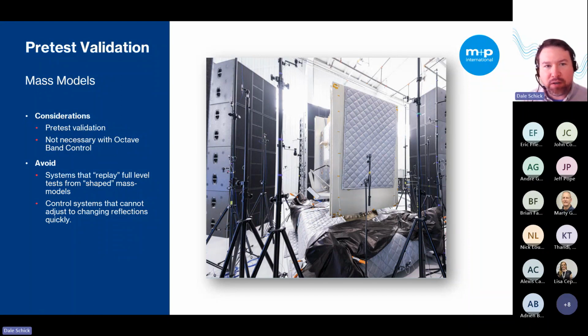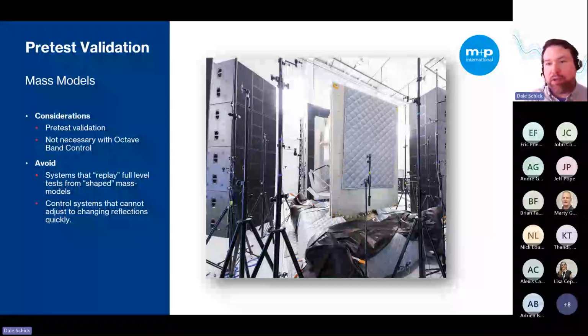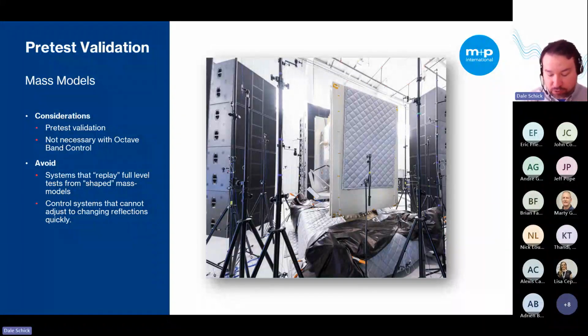There's some things to avoid where mass models are concerned. Certain control systems that replay full level tests from a shaped mass model may not be able to adequately control changes in the field if something were to change or break. And it's sad when this happens, but sometimes during testing, you find out that there's a design flaw or a manufacturing flaw, and something can break and make changes to the reflections in the field. And if it can't control or adjust to that, then you might have an even bigger problem.